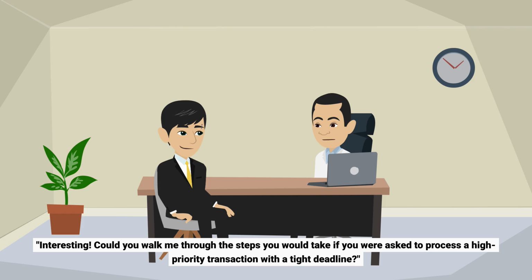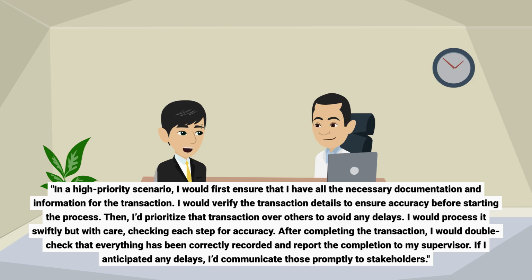Could you walk me through the steps you would take if you were asked to process a high-priority transaction with a tight deadline? In a high-priority scenario, I would first ensure that I have all the necessary documentation and information for the transaction. I would verify the transaction details to ensure accuracy before starting the process. Then, I'd prioritize that transaction over others to avoid any delays.